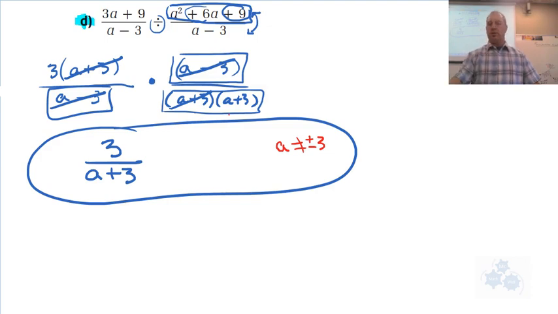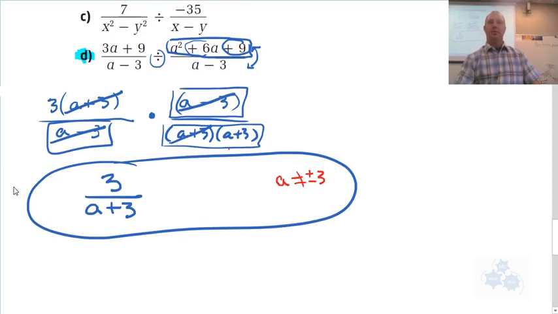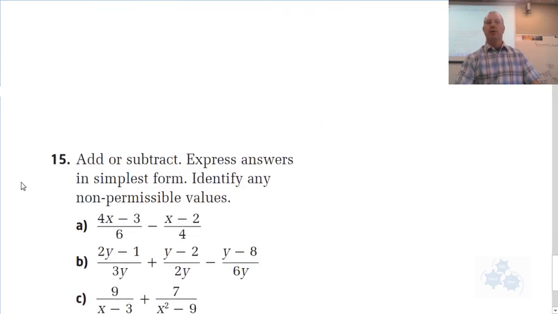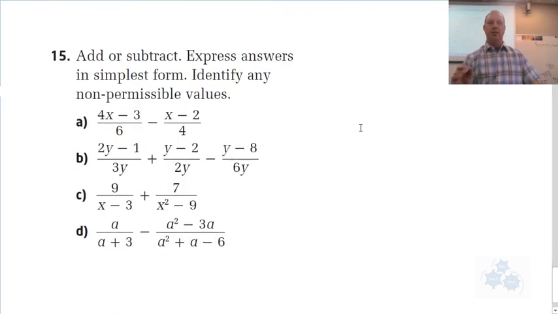Any questions about 10D? You guys are good? Okay, let's do something from 15 here now. Did anybody get this far here yet so far and have any problems with 15? A, B, C, or D?